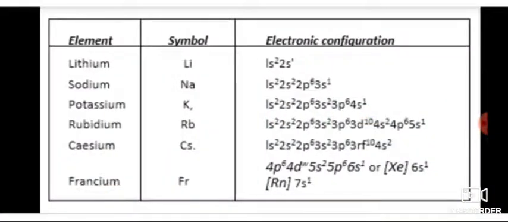If you see the S block elements, what elements are present in the S block? Lithium, sodium, potassium, rubidium, cesium, francium. If you see the electronic configuration, the outermost shell is the s orbital. The electrons are present in the s orbital.